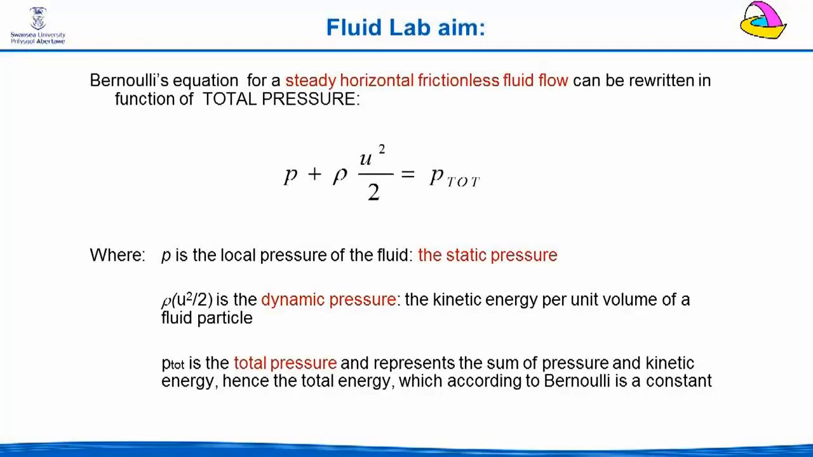This can be rewritten in terms of pressure, such that the static pressure P plus the dynamic pressure, which is related to the kinetic energy, is equal to the total pressure. Now, considering the total pressure to be a constant, we have a similar relationship between the static pressure and the velocity, such that an increase in speed will lead to a lower pressure, a decrease in speed, a higher pressure. In this experiment, you'll be verifying this relationship.